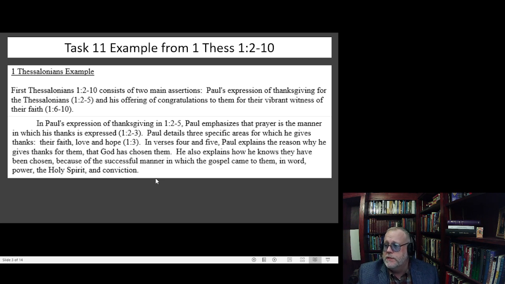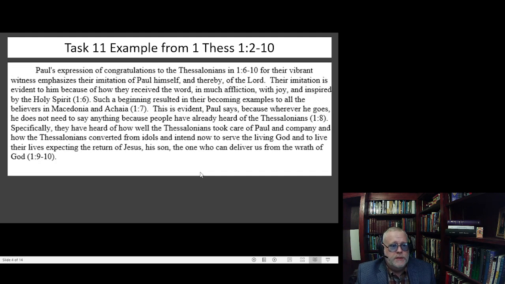Paul details 3 specific areas for which he gives thanks: their faith, their love, and their hope. In verses 4 and 5, Paul explains the reason why he gives thanks for them, that God has chosen them. That's the reason. He also explains how he knows they have been chosen because of the successful manner in which the gospel came to them in word, power, the Holy Spirit, and conviction. So all of these things relate to Paul's assurance that they have been chosen.